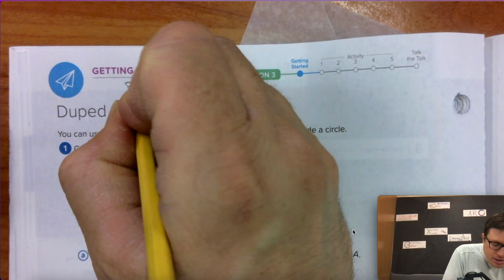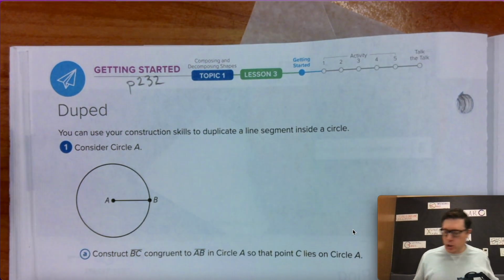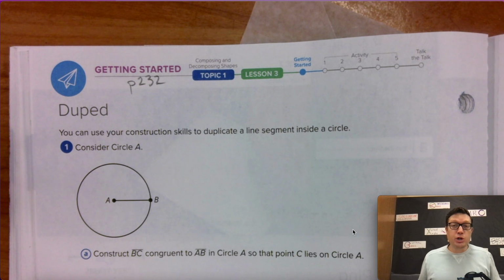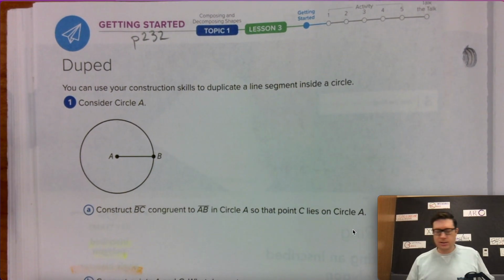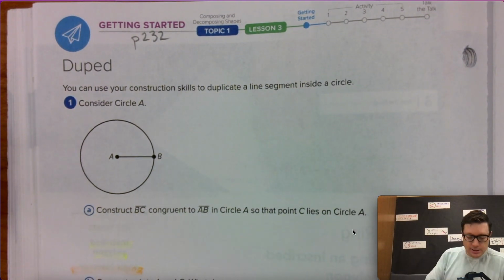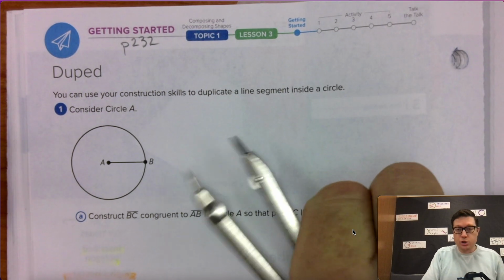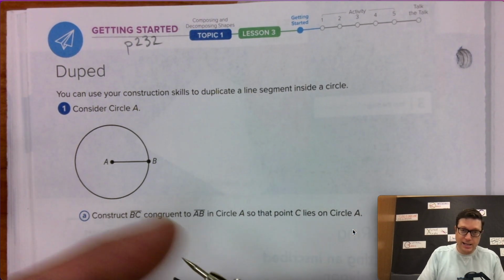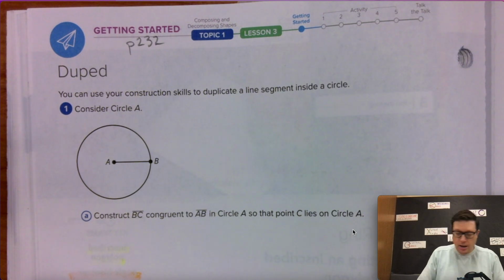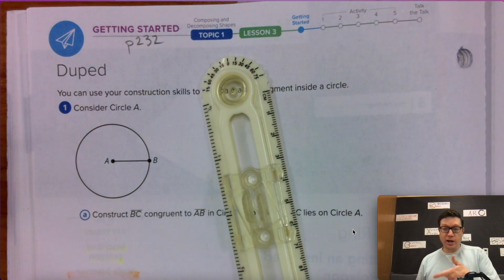32, duped. Like a Minecraft duped item. We're gonna duplicate line segments. Yeah, nerd reference for you. Hope you have a compass. This is the one that I really strongly prefer, but because that's pointy, I don't give them to you. I give you these. If you want to go get your own, go for it.